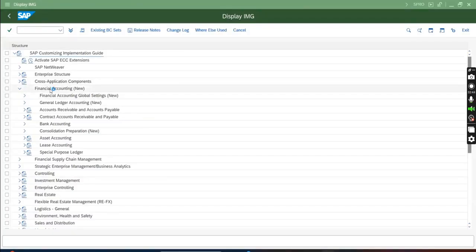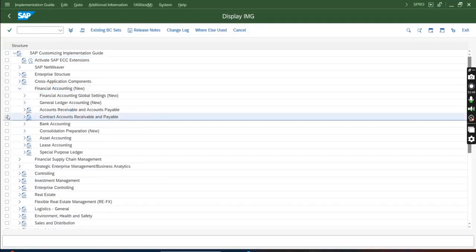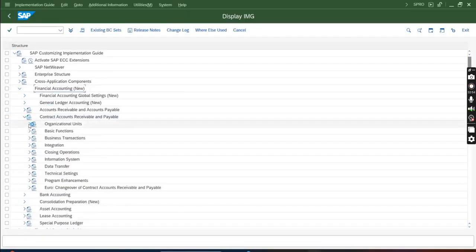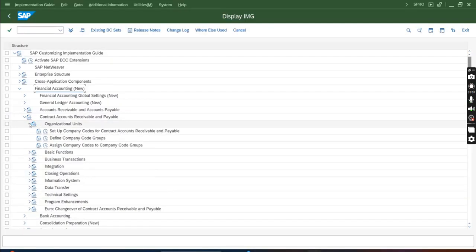Under financial accounting new, we have contract account receivable payable. Here we have the FICA node. See, it falls under financial accounting new, that is under FI. So expand contract account receivable payable, and we will start with organizational unit. First I have to configure the org structure of FICA. Now I'm inside FICA, and whatever we do, that has to be done by the FICA consultant. So click on organizational unit and set up company code for accounts receivable and payable.